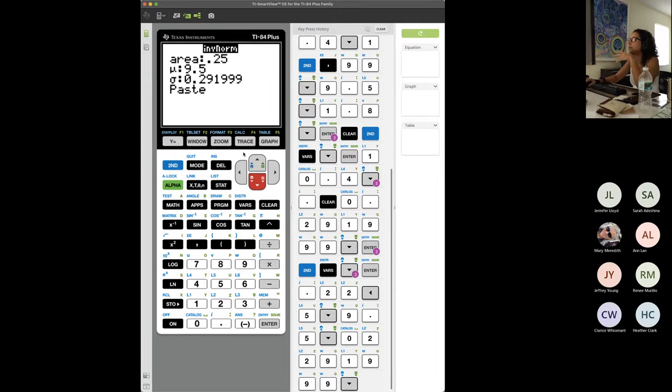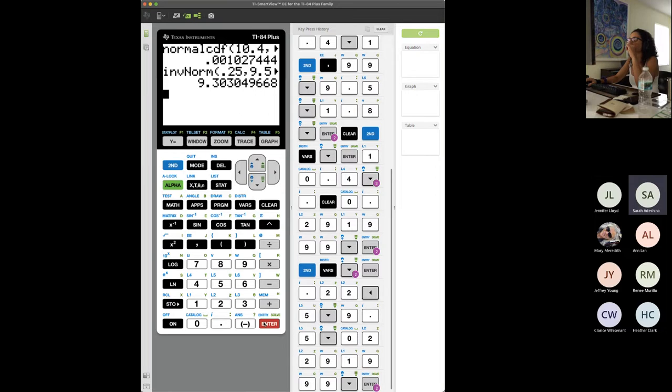I have to fix my calculator that I had before. Mine has left, and I use left. Yeah, because that's telling you where the area is. So you're telling the calculator that the area is to the left of the value that you want it to calculate. And which it is, because we're talking quartiles. Was that your question? Okay. 9.303 is Q1.